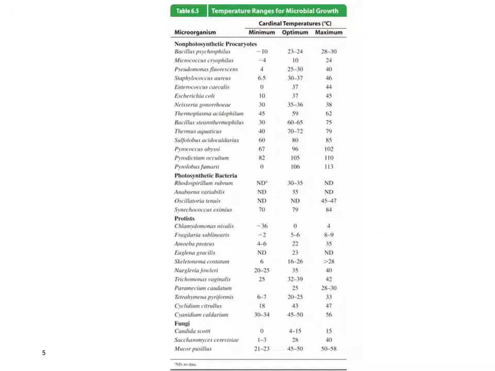In this table, you can see how the cardinal growth temperatures vary considerably between different groups of microorganisms. We have some examples here of non-photosynthetic prokaryotes, photosynthetic bacteria, protists, and fungi.